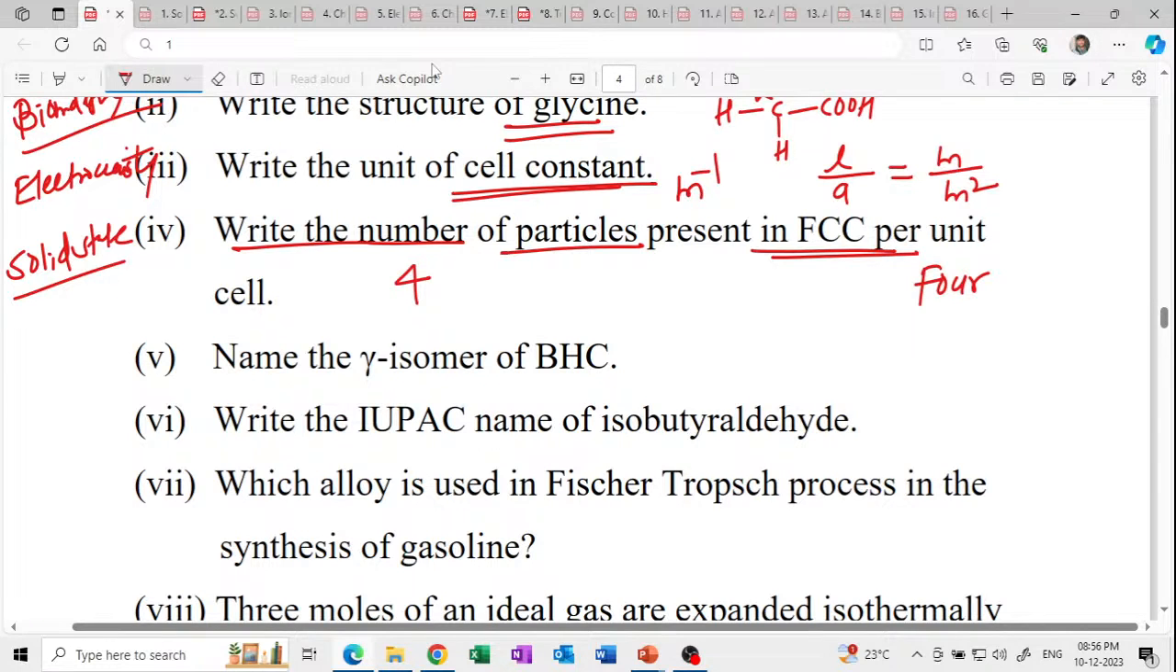Which alloy is used in the Fischer-Tropsch process? Which alloy is used in the Fischer-Tropsch process for synthesis of gasoline? Get it? This is a question from transition and inner transition elements. Okay, so mark the catalysts. Here all the catalysts are written. Yes, this is a catalyst.